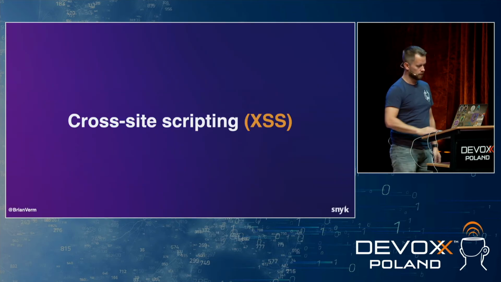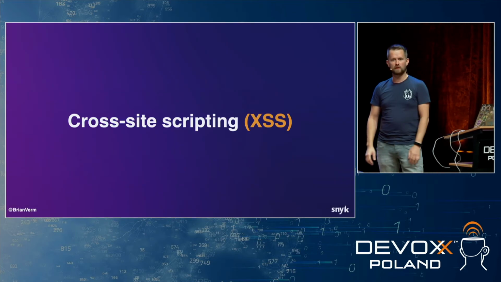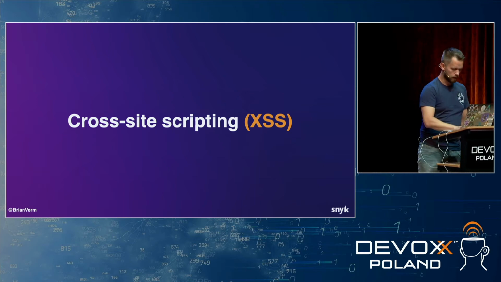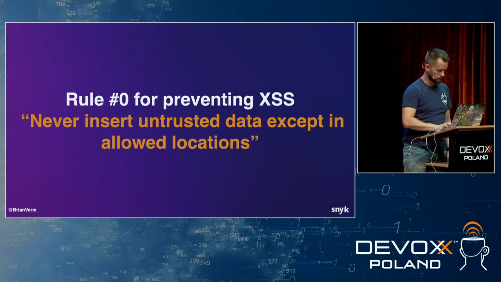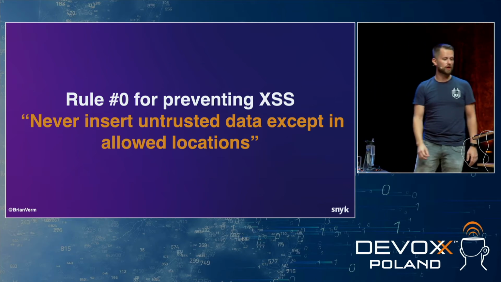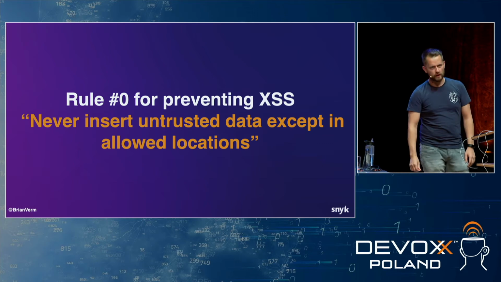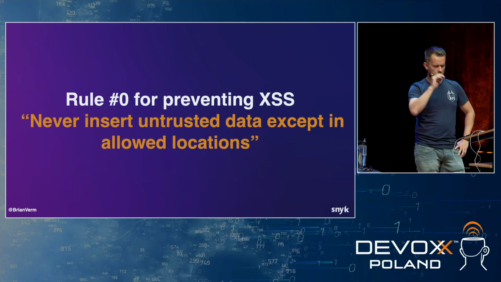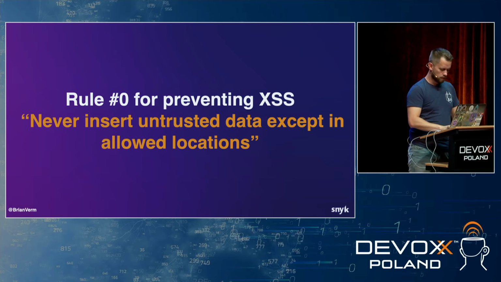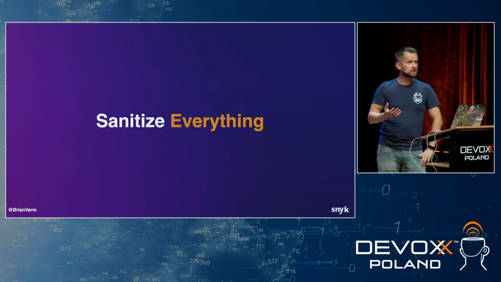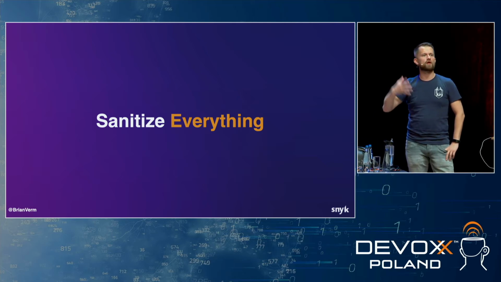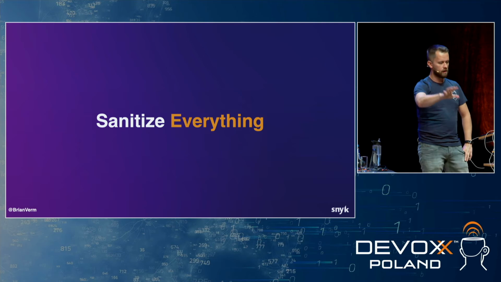Input. Cool. Cross-site scripting. Basically there are 2 ways of doing cross-site scripting. Rule 0 for preventing cross-site scripting is never insert untrusted data except in allowed locations. Okay, that is very, very vague. So basically what we say is sanitize everything. Make sure that everything that comes in is checked before it reaches the service.